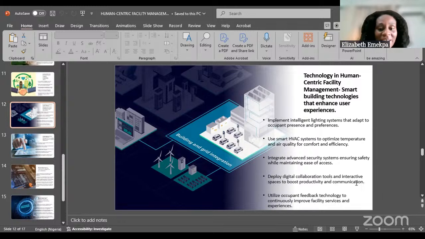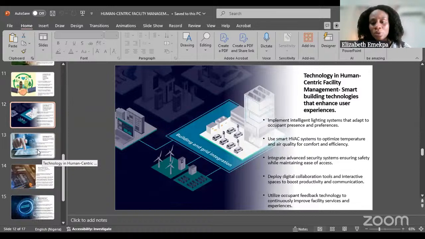Utilize occupant feedback technology to continuously improve facility services and experience. When your people say, oh, I think this service you've done is good, let's improve it. Let's do this, let's do that. You say that's a feedback. That's a feedback: how, what, where, when.